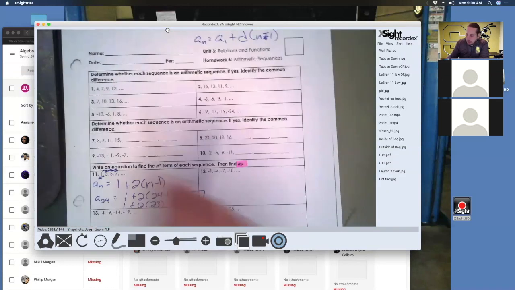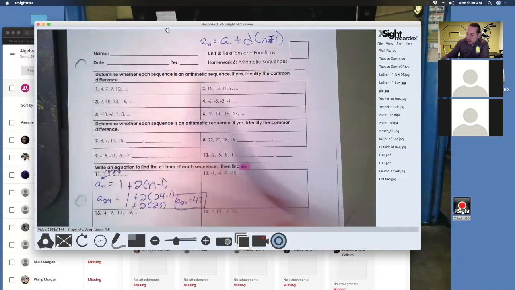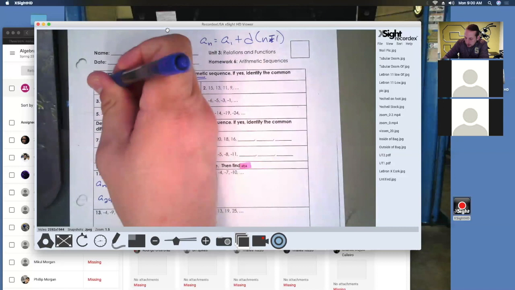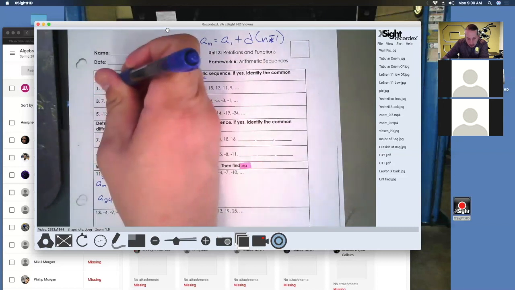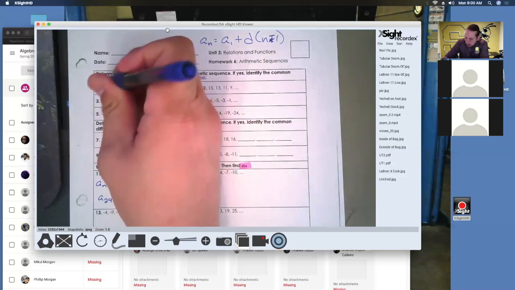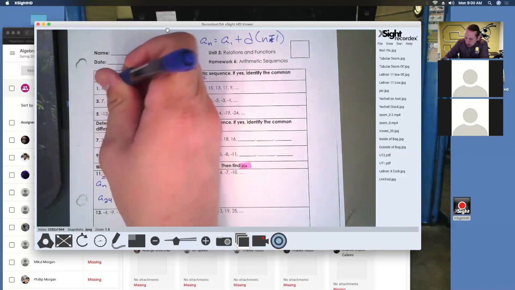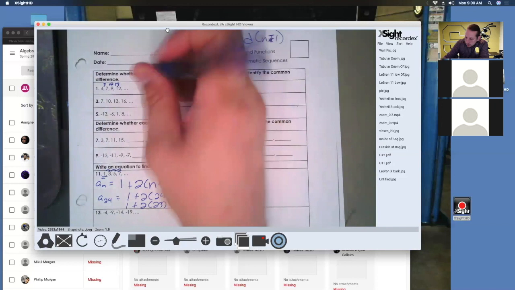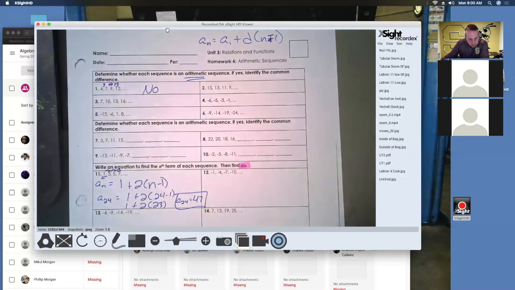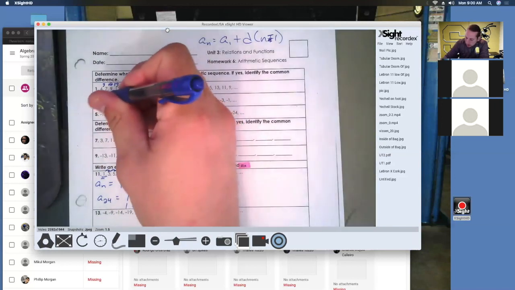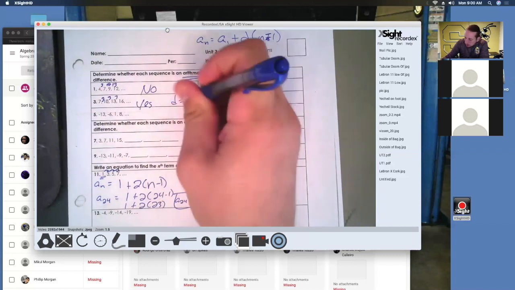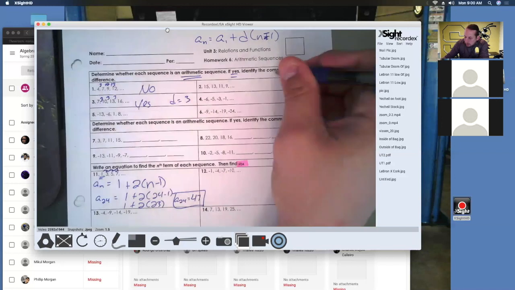On 1 through 6, you have to figure out if there is a pattern, if it's arithmetic. So you're just trying to find out if it jumps. Like this one here, see +3, +2, +3, right? So it's not. Right here, though, you can see you go 3, 3, 3. So this one's yes, and d equals 3. As I say, if yes, you want to identify the difference.